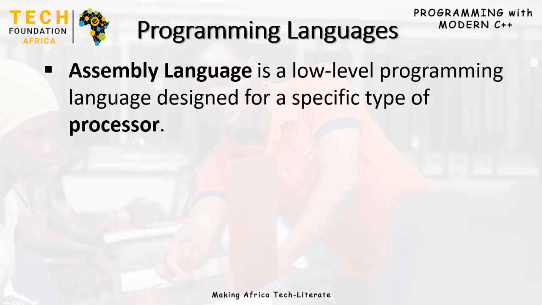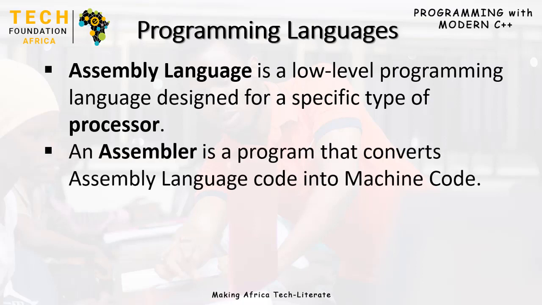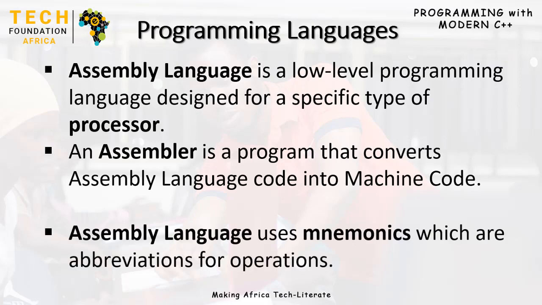So what this means is that every processor has its own assembly language. That means that if you are an assembly language programmer, you would have to learn different codes for different processors, and that's quite boring. Now, there is a program called an assembler that converts assembly language into machine code. Assembly language uses what we call mnemonics, which are abbreviations that represent operations to be performed.